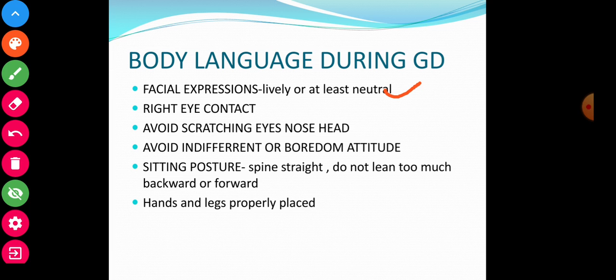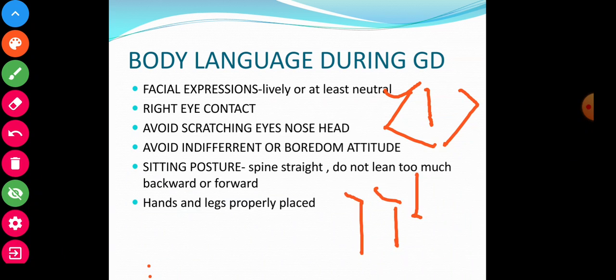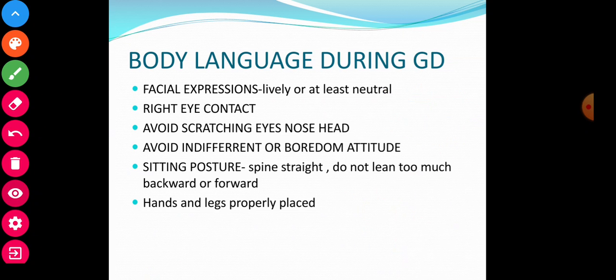Okay, you can either straighten your hands or keep them a little bit curved. Let me say, you can either sit with your hands like this on your lap, or simply like this. Your legs must be firmly placed on the ground. Okay, I hope I am able to make my point.